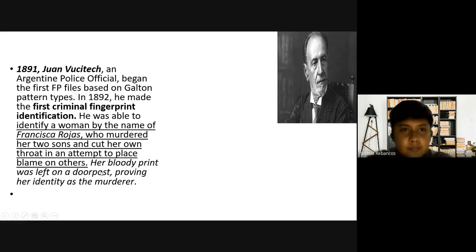Pero well, gumamit siya ng fingerprint para malaman na itong si Francisca Rojas ang gumawa. Kaya she murdered her two sons. And attempt siya na cut her throat na para i-blame ang ibang tao. Her bloody prints were left on the doorpost, proving her identity as the murderer. Ito, yung bloody fingerprints niya na iniwan sa doorpost.